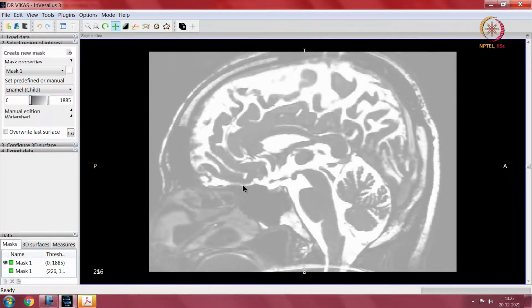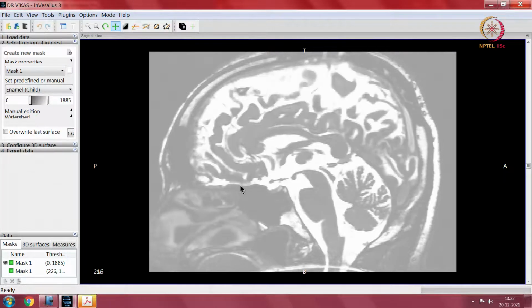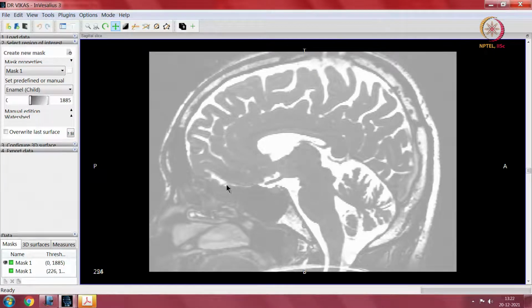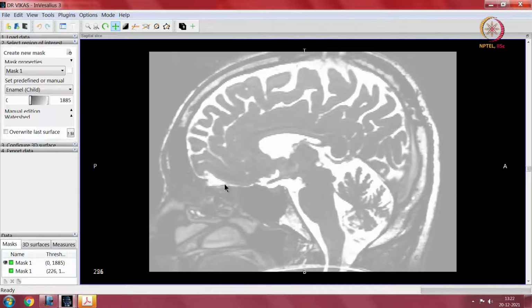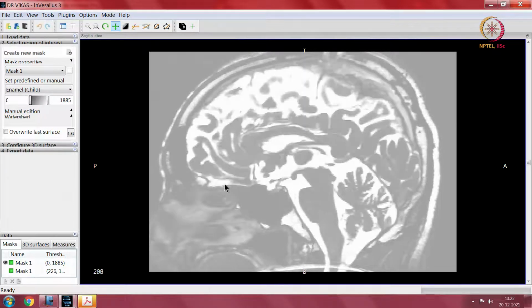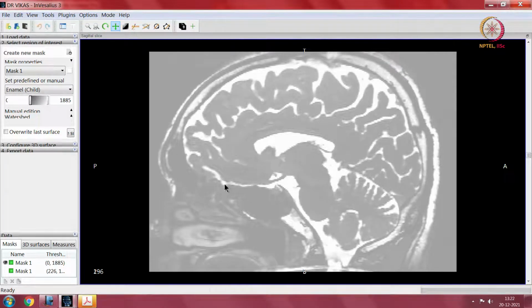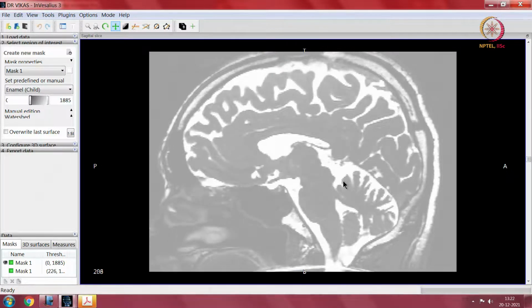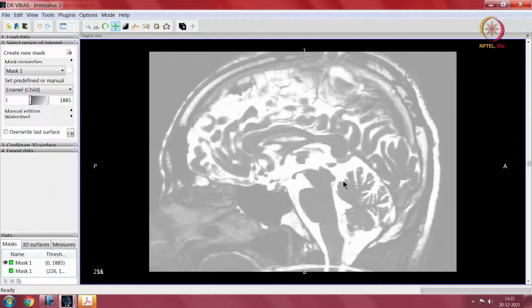The other structure which I am trying to showcase here is the olfactory tracts. The olfactory tracts are somewhere over here, and these are the olfactory tracts on one side, olfactory tracts on the other side. So, those are the olfactory tracts. Where do I show?